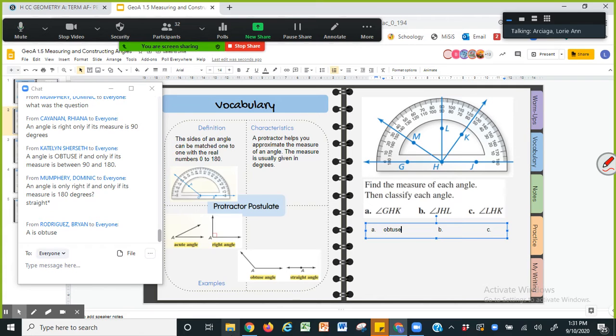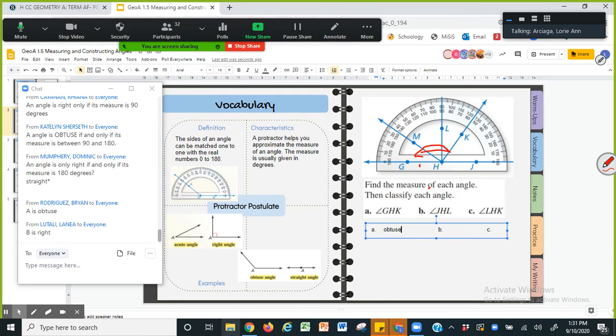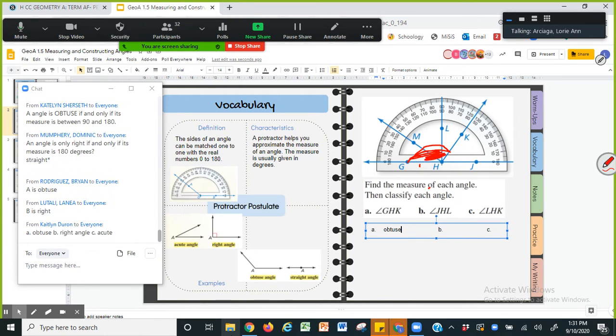Because GHK, is my pen working? Okay, GHK is this one. So it's more than 90 degrees. It's this whole thing over here. Okay. Caitlin said B is right. JHL. Very good, Caitlin. That's a right angle.